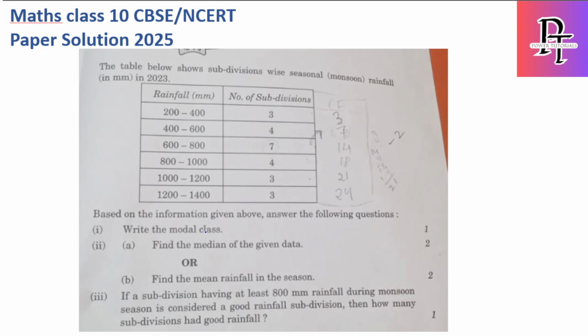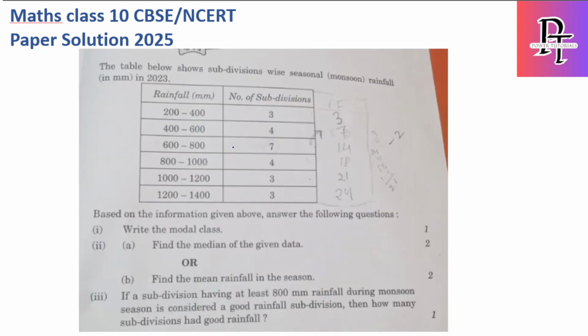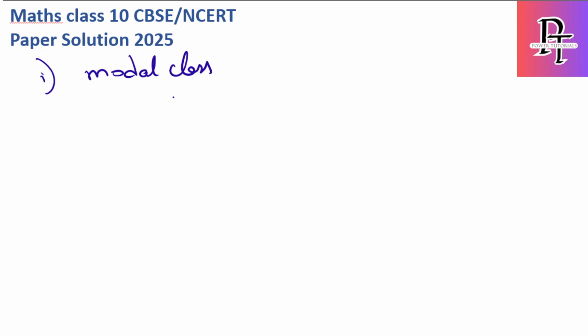Okay, first one, write the modal class. So the first answer is very easy. The modal class is the one which has more frequency. So which has more frequency here? The highest is 7, which is 600 to 800. That is the first answer. So the first question is very easy.